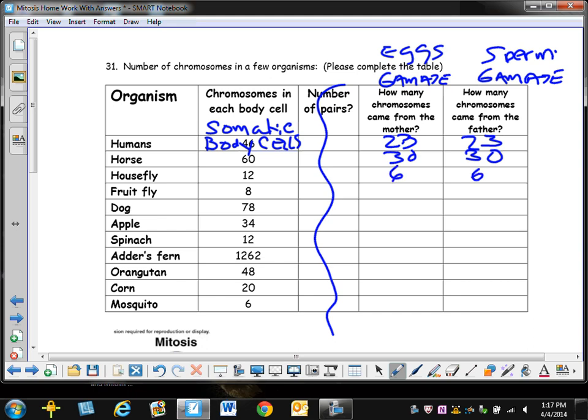Here's what I do want you to know. Look at orangutans. This is also like chimps, chimpanzees, gorillas. All have 48. What's the closest thing in here that has close to 48? Humans, 46. What this chart shows you is that all of these have different chromosomes, but half have to come from mom and half have to come from dad. You must know this. Okay?